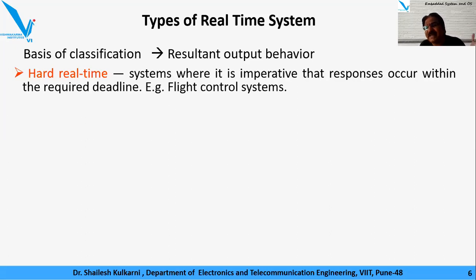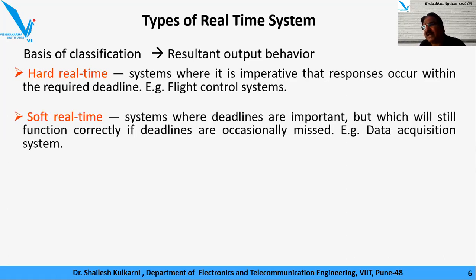So even though the brakes are getting applied, has that brake been applied within a specific time? If not, then there is a threat to a human life, isn't it? So those kinds of examples or systems are referred to as hard real-time systems.